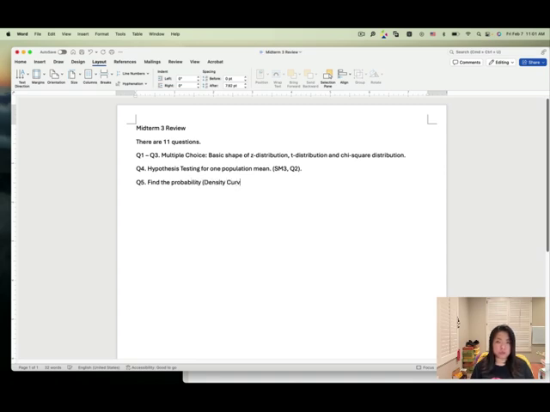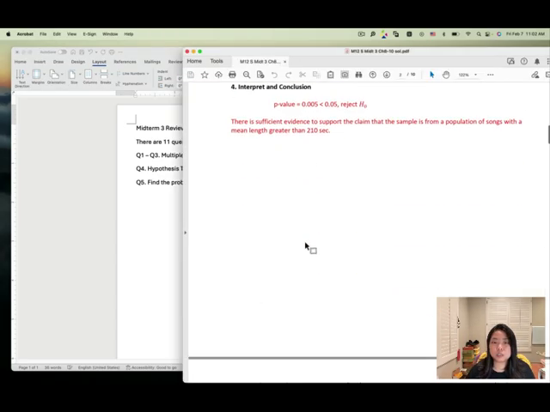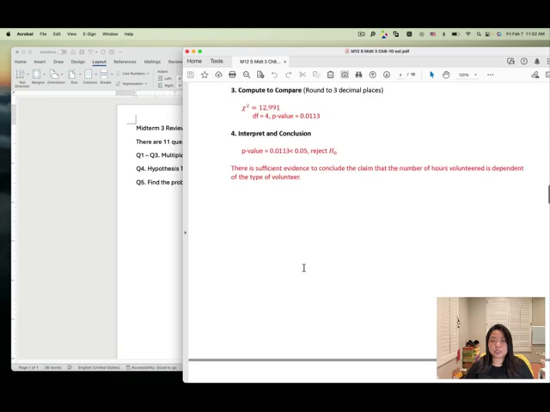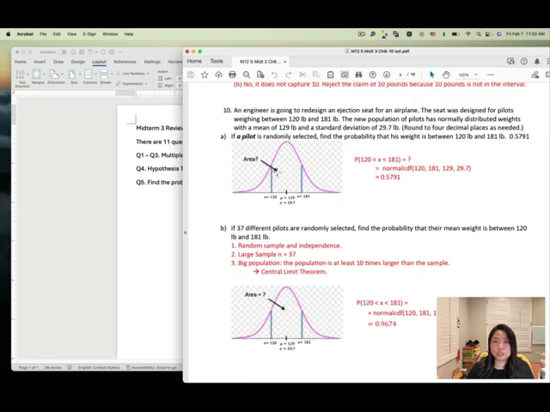And then question 5, you need to know how to find the probability. Remember, you need to know how to draw the density curve. That will be sample midterm 3, question 10. Okay, so go to question 10. Okay, look at these questions.